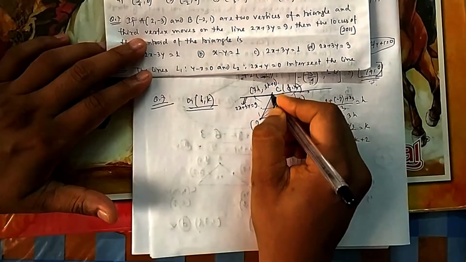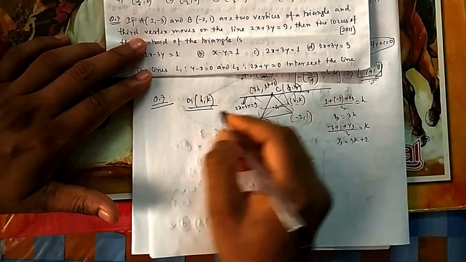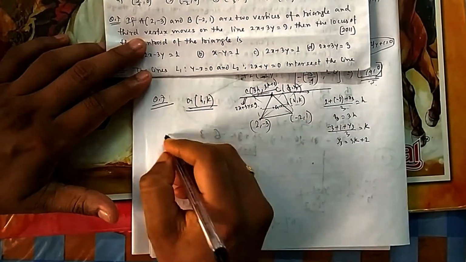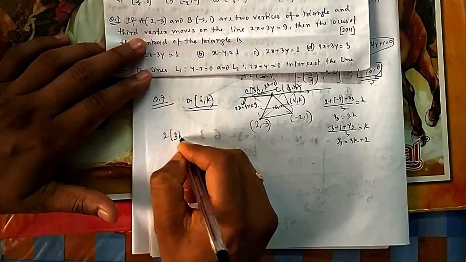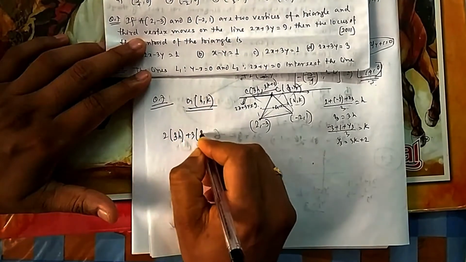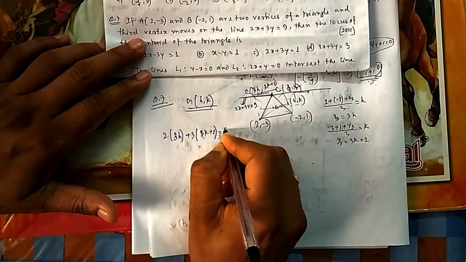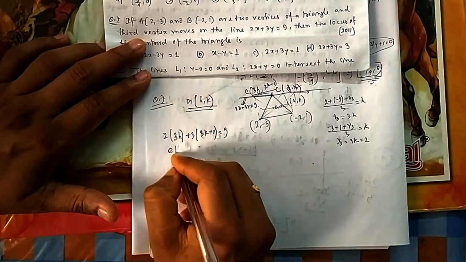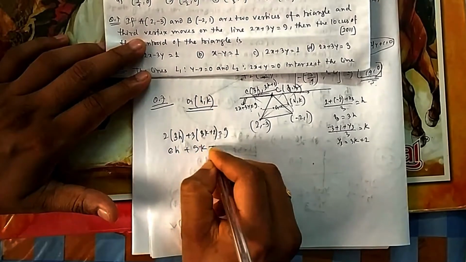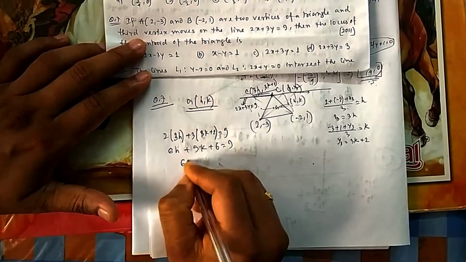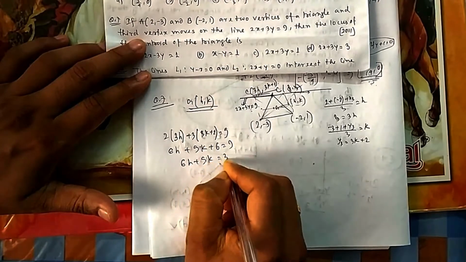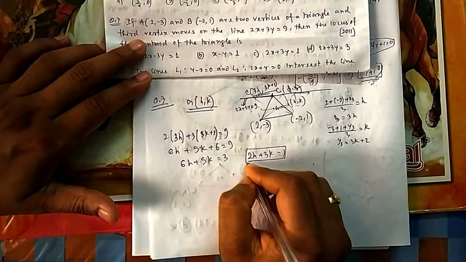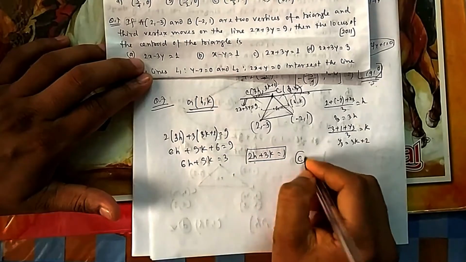So what is the condition? The condition is that C should lie on this line. So the C coordinate is this one, and if you put it here, it should satisfy. So 2 into (3h) plus 3 into (3k plus 2) is equal to 9. C should satisfy this equation because C should lie here. So 6h plus 9k plus 6 is equal to 9. So it is 6h plus 9k is equal to 3. If you divide it, this is 2h plus 3k is equal to 1. So this is the equation, that is the requirement. That is your option C.